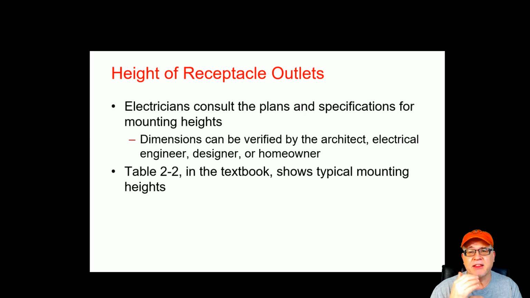Now, height of receptacle outlets. Electricians consult the plans and specifications for mounting heights. That typically is going to tell you the height. But again, you have to remember that in the National Electrical Code, 210.52 is going to tell you that general purpose receptacles are going to be at a certain height, not above 5.5 feet. That doesn't mean you can't have them above that, but they might not count as the general use type of receptacles in your normal layout.